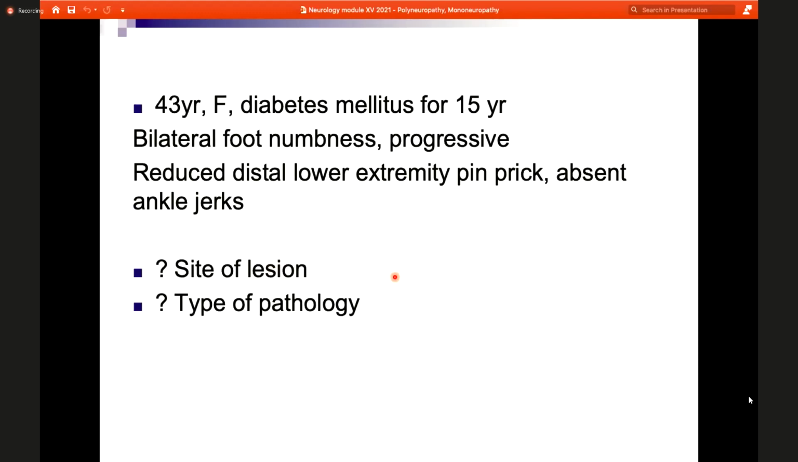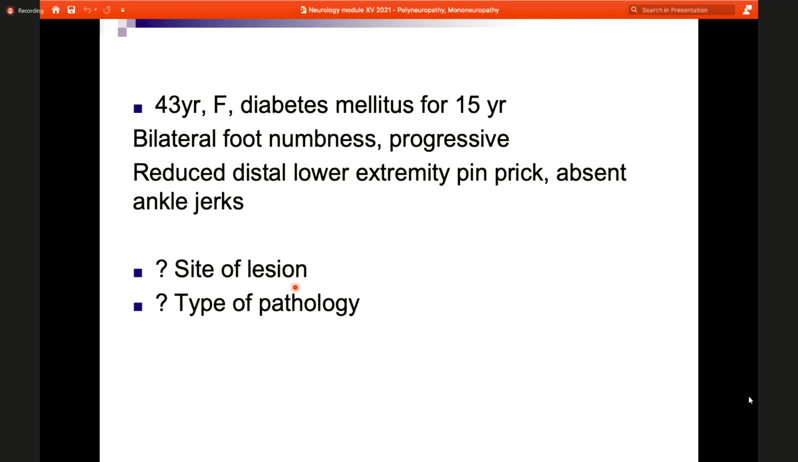Right. So we will discuss a case scenario. This is a 43-year-old female with diabetes for 15 years, coming with bilateral numbness in feet, and it is progressive. On examination, there is reduced sensation to pinprick, then absent ankle jerks.